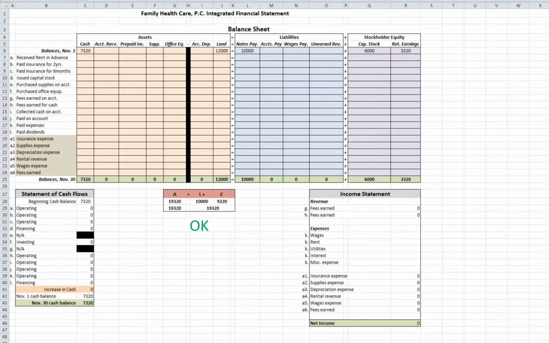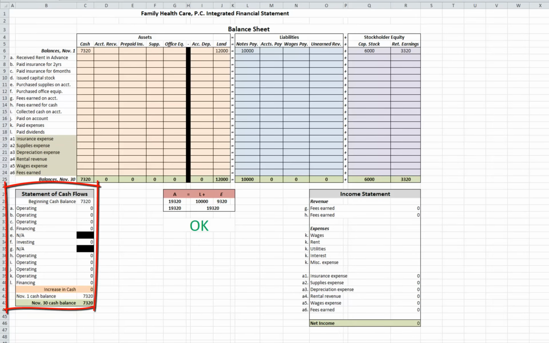We have about $7,000 in cash. We have land that's valued at $12,000. We have a note payable, which is actually the loan on that land, of $10,000. We have capital stock of $6,000, which is Dr. Landry's initial investment. And then we have retained earnings of $3,320 from our previous month. So that's where we're starting. Now on the lower left, you will see our statement of cash flows.